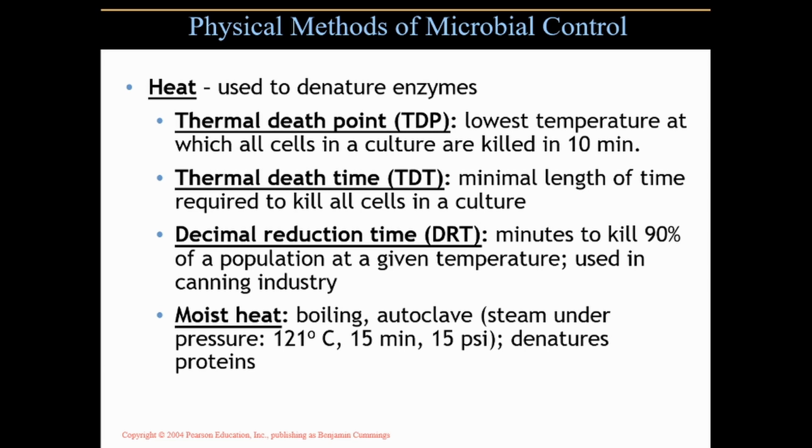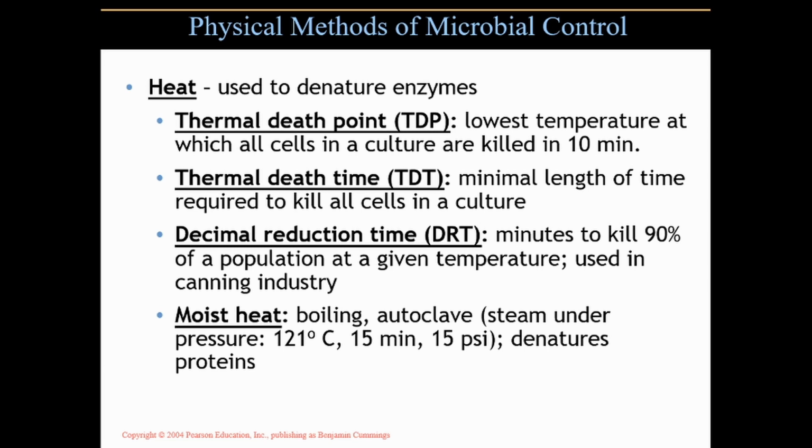Now, some terms that I wanted to introduce to you related to heat are these ones: thermal death point, thermal death time, and decimal reduction time. So I'll explain them a bit, and then I want you to see something that's similar among them. Thermal death point is the lowest temperature at which all cells in a culture are killed in 10 minutes. So they want to achieve the lowest temperature to kill all cells in 10 minutes. Thermal death time is the minimal length of time required to kill all cells in a culture. And the decimal reduction time, minutes to kill 90% of a population at a given temperature, used in the canning industry.